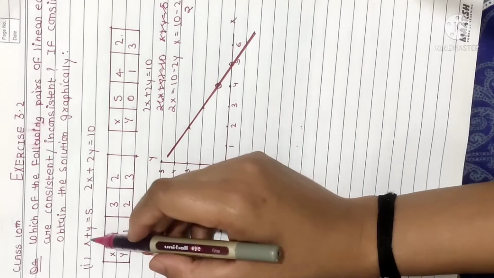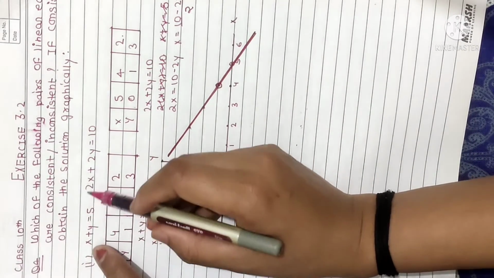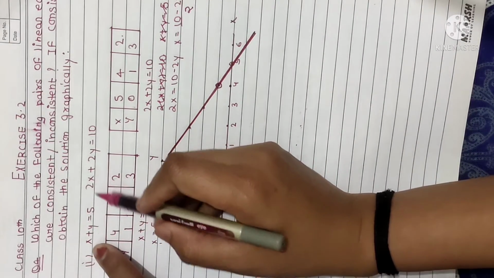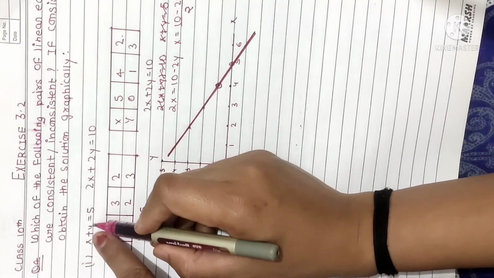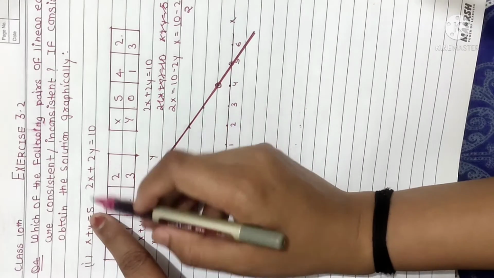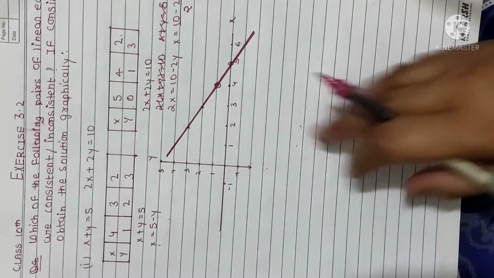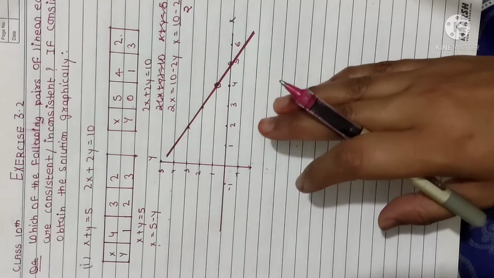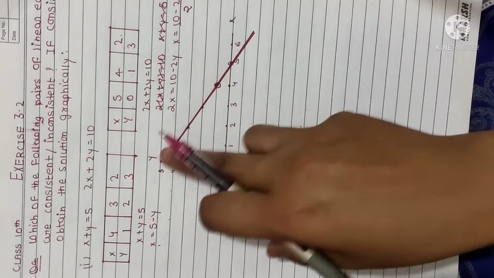Here you can see this x upon 2x will be 1 upon 2. Here also 1 upon 2, and 5 upon 10 is also 1 upon 2. So when ratios are the same or equal, then the equations will be coincident lines.